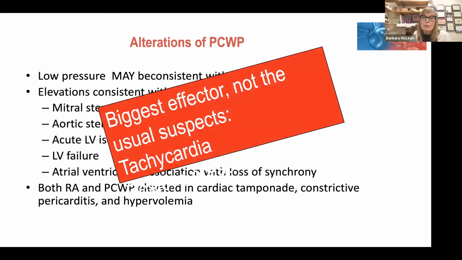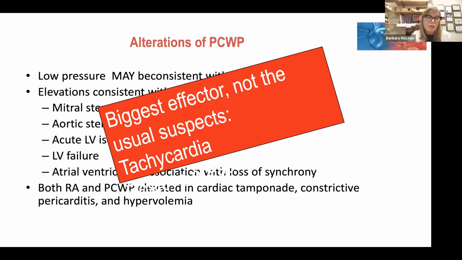So I just want to remind you that the biggest effector of venous pressure changes, apart from the usual suspects, which are things like stenotic valve and failure, number one is increased heart rate. As the heart beats faster, so at 60, it's eject, fill, eject, fill, eject, fill. But as the heart beats faster, no time to fill, the ventricular chamber is more narrow, and your venous pressure goes up. Number one, tachycardia will make your CVP and your wedge pressure elevate.